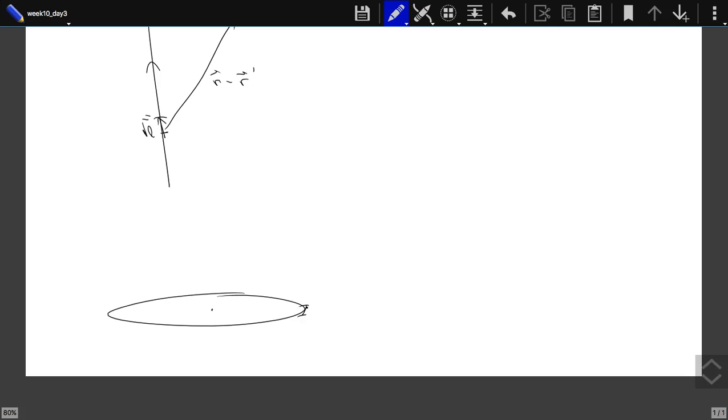Here we have a dl. It creates some dB here, which will be in which direction? You see, at this point, dl is into the screen. This is my dl. This is my r minus r prime. This is the position of my observation point relative to dl. The cross product is in which direction? Well, in this direction. So this is dB. Well, I can consider this other dl.